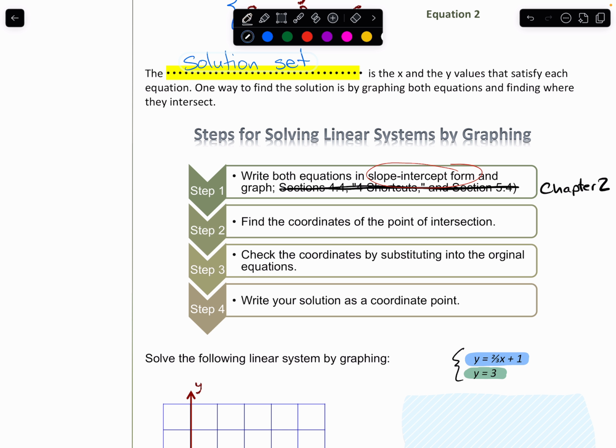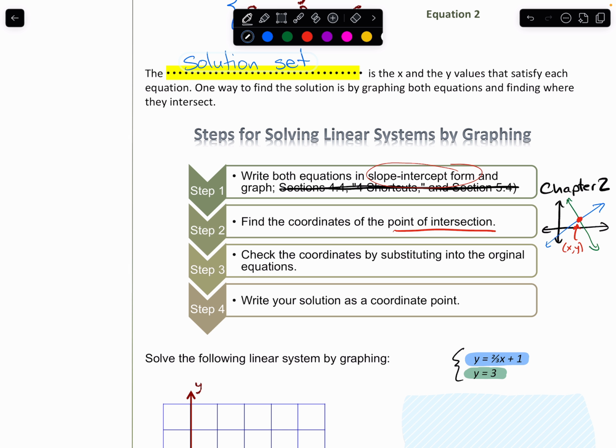But once you graph, you'll need to find the coordinates of the point of intersection. What I mean by that is, if on our graph we'll have one line, let's say it looks like this, and if we graph the second line that looks like, I don't know, maybe that, then the point of intersection is that point right there where they cross, and that's going to be our solution. So we need to find out, well, what are the coordinates of that point? That'll be our solution.